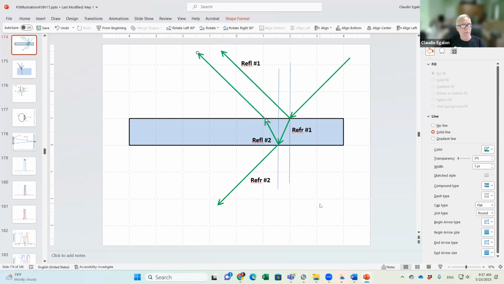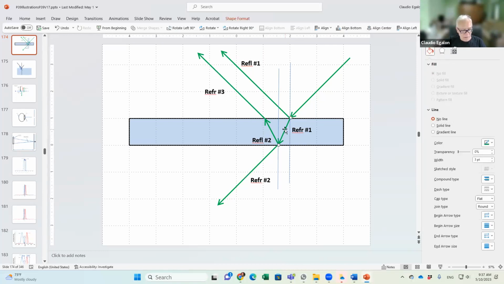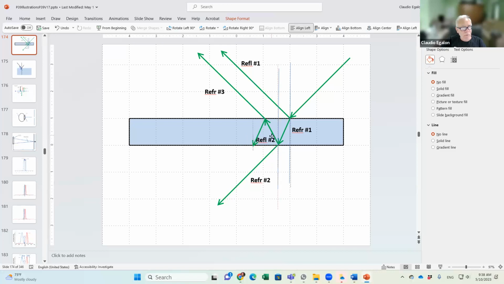Light is going to speed up. And by the way, this refracted light is going to have a path that's parallel to this reflected light. That's going to be my refraction number 3, and so on. Okay, we have another one here. Reflection number 2, and let's see, reflection number 1, reflection number 2, reflection number 3, and so on.